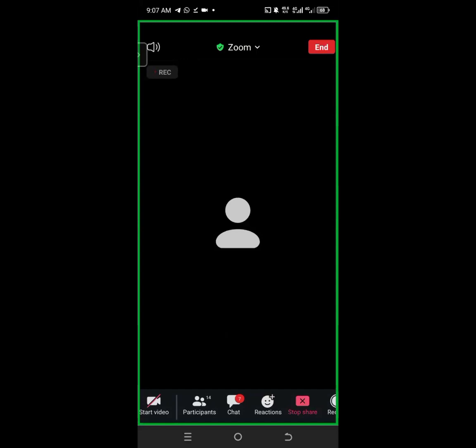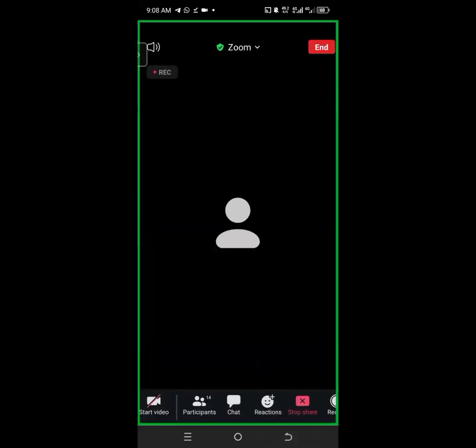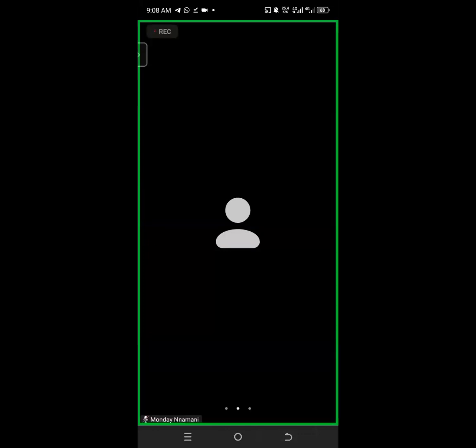Somebody's asking about the app. This is a TradingView app. TradingView is an application that was developed solely to monitor financial instruments, the market. You can use it for monitoring the price movements of stocks, forex, commodities, even crypto. It helps a lot in analyzing the markets of these financial instruments.